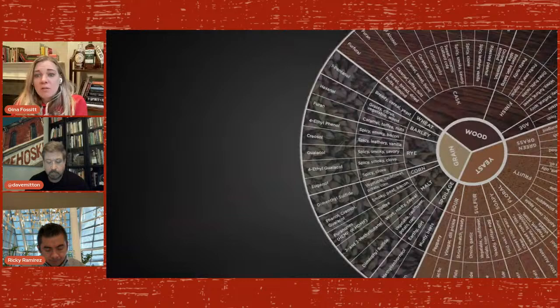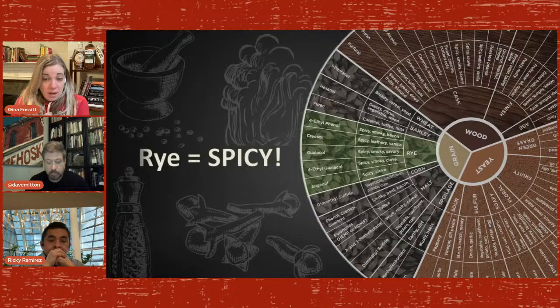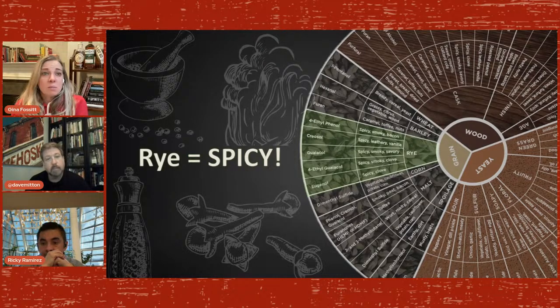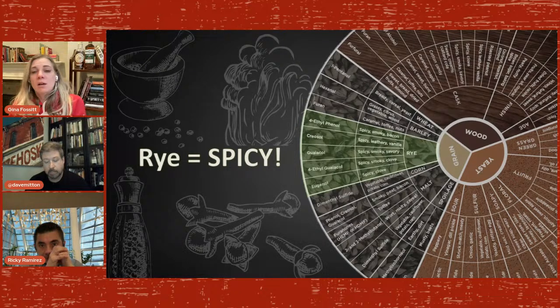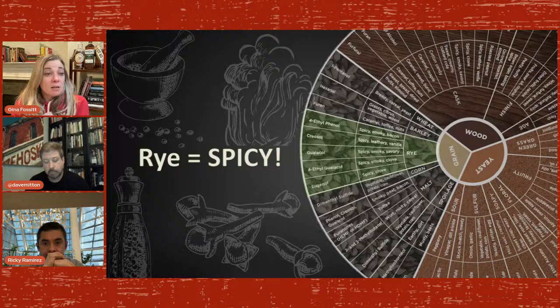So looking at that flavor wheel again, if we look at rye from the center, grain, rye, every one of those descriptors starts with the word spicy. Spicy smoky bacon, spicy leathery vanilla, spicy smoky savory, blah, blah, blah. It is spicy. Rye equals spice. It's going to add spice notes to your whiskey.